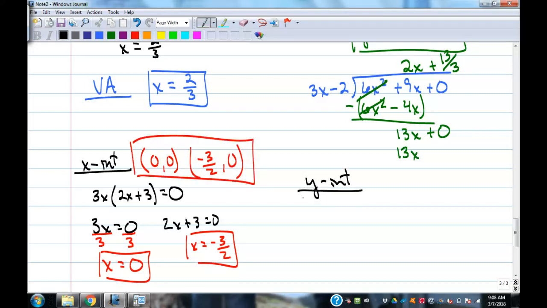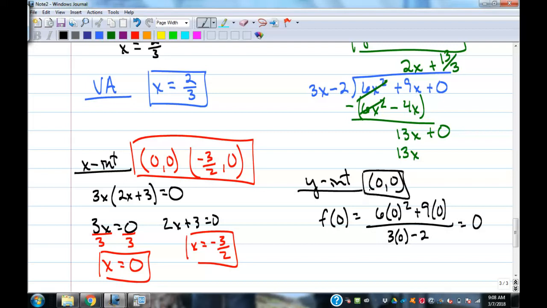Let's get our y-intercept. It will be (0, 0) because the origin is an x-intercept and a y-intercept. But how do you technically find it? Yeah, plug in a 0 into the function. So 6 times 0 squared plus 9 times 0 over 3 times 0 minus 2. And yes, you do get 0, and it is at (0, 0). Same as this. So if you get the origin as an x-intercept, that's the y-intercept too. That's an oddity that happens, or nicety. I'm not sure which one you call it.